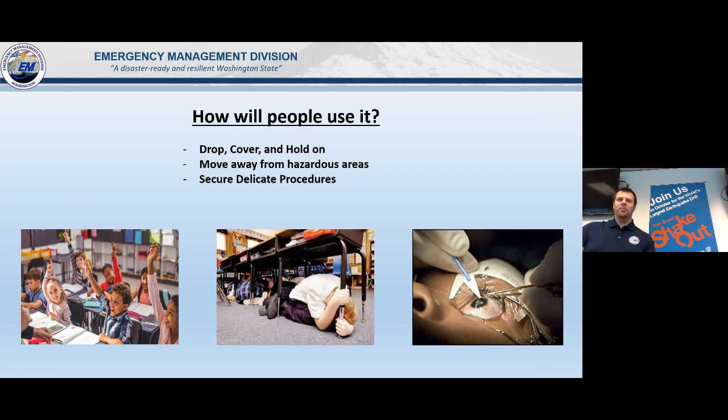So it's nice to have reinforcement. So how will people use it? Most importantly, when people get this alert on their phones, they can drop, cover, and hold on, and move away from hazardous areas, with seconds to tens of seconds of warning. They can also secure delicate procedures. We always put up this picture of somebody operating on an eye. Wouldn't you prefer if they had several seconds to tens of seconds to get out of the way a little bit, maybe take those scalpels and move them somewhere a little less delicate? Yeah, I'm sorry for the image.